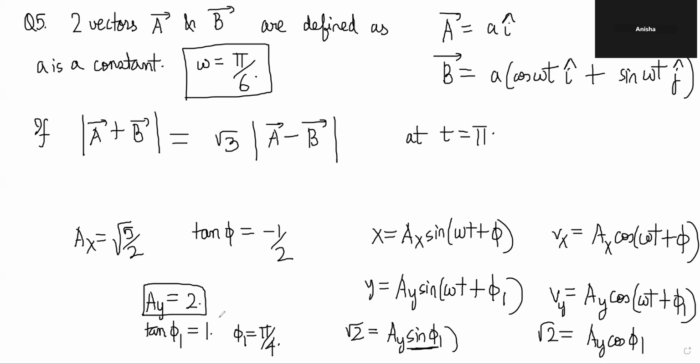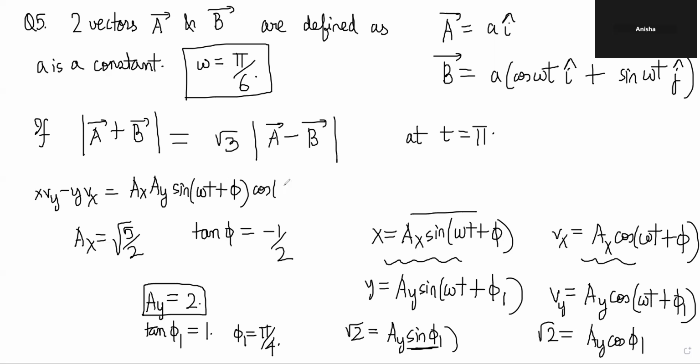Phi 1 is pi by 4, right? Now we know the stuff about this. All we need to find out is that expression, which was x vy minus y vx, right? Right. x vy, so x stuff multiplied by vy stuff. So it will be Ax Ay sine omega t plus phi into cos omega t plus phi 1, right? Yes, sir. Minus it would be Ax, vx into y, right? Yes, sir. Ax Ay cos omega t plus phi into sine omega t plus phi 1.